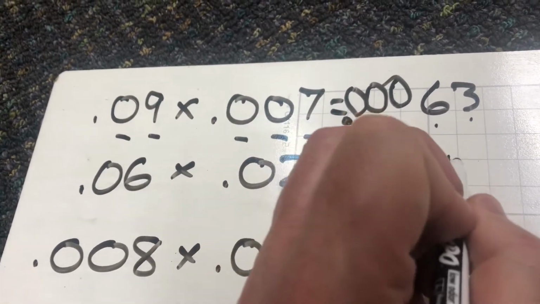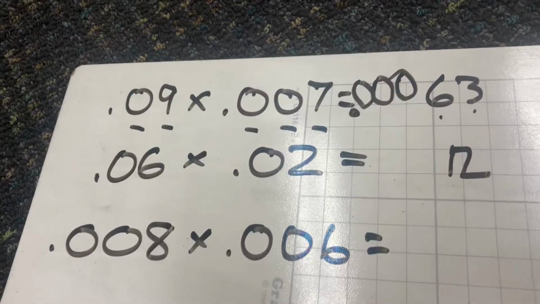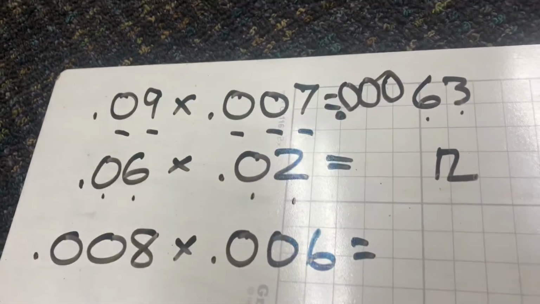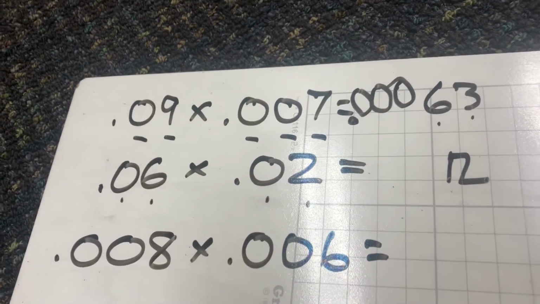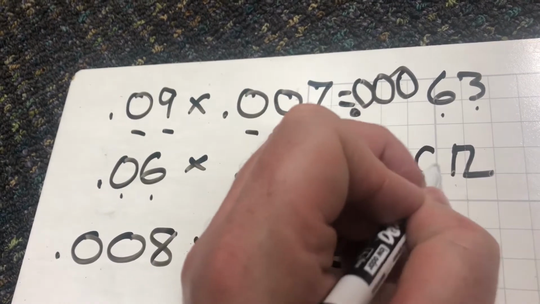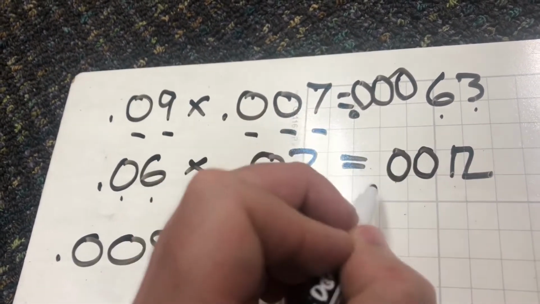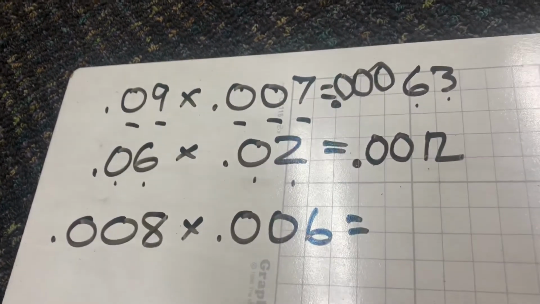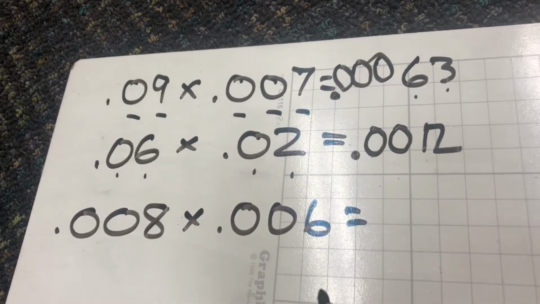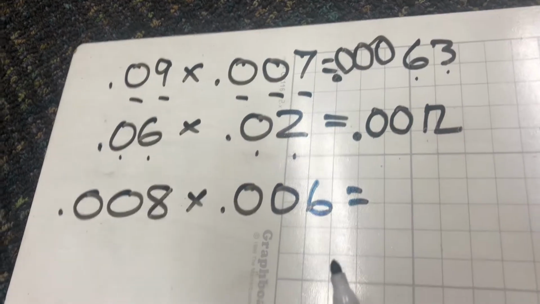This one here, same thing, 6 times 2. 6 times 2 is 12. But I have 1, 2, 3, 4 digits that come after the decimal in the problem. So I need 1, 2, 3, 4 digits that come after the decimal in my product or in my answer. So I end up with 0.0012 or 12 ten thousandths.